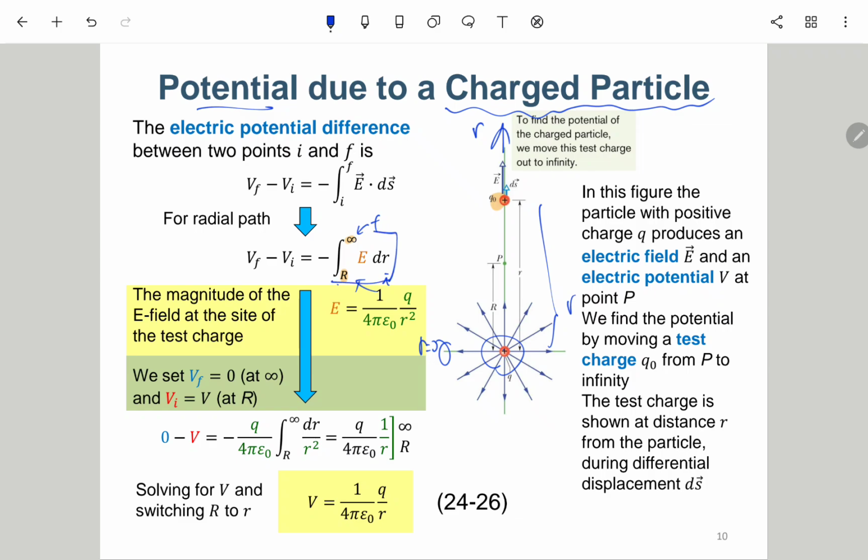So here we have a setting like this, and according to chapter 22, we have the E field, which is k times Q over r squared. Then we can put this into here. Here we also let Vf be 0 at infinitely far away, and then Vi will be the V we would like to compute.